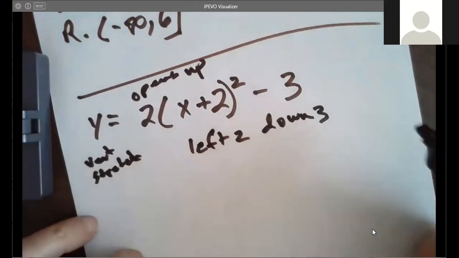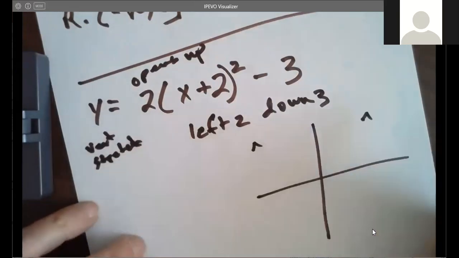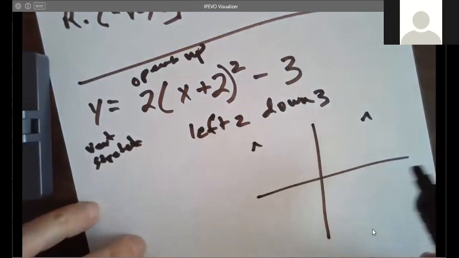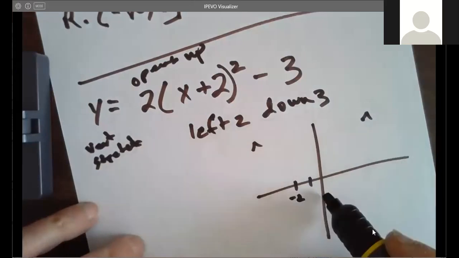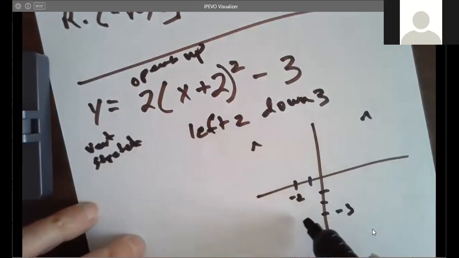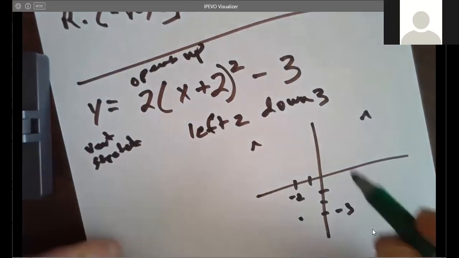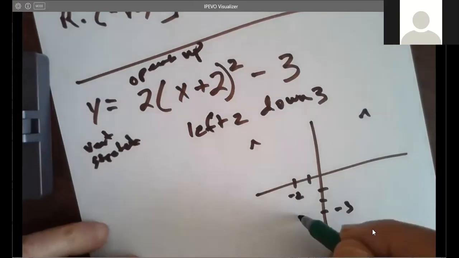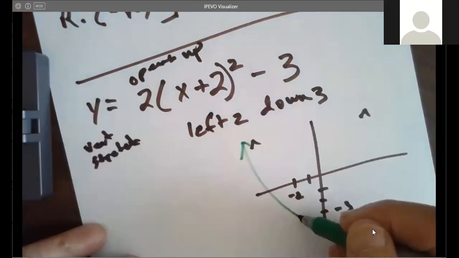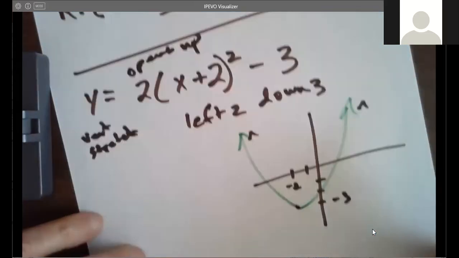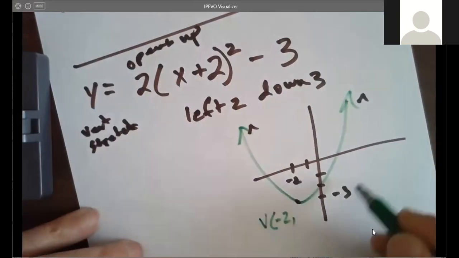So it opens up. So we know it opens up, and it's going to shift to the left 1, 2, and down 3: 1, 2, 3. So from here, negative 2, 3, and it opens up because we said it's positive. So it's going to look like that. The vertex is negative 2, negative 3.